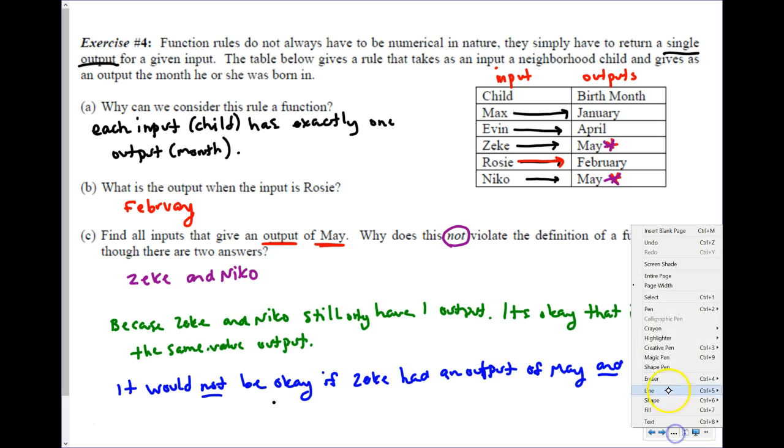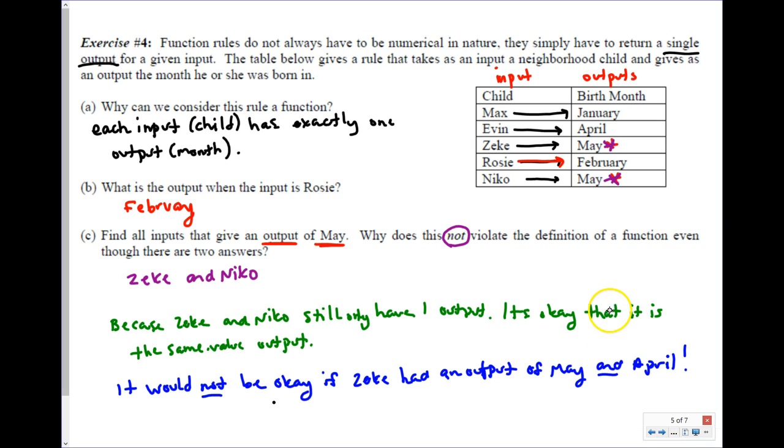Because here you'd have one input. So here would be your one input. But how many outputs would he have? You'd have two outputs. This is not okay. It doesn't even make any sense. Can a person be born in the month of May and April? No, this is actually impossible. So this is okay. This is not okay. Two different inputs can have the same output, but one input cannot have two outputs. I can't plug in the number 2 and get out 7 and 8.